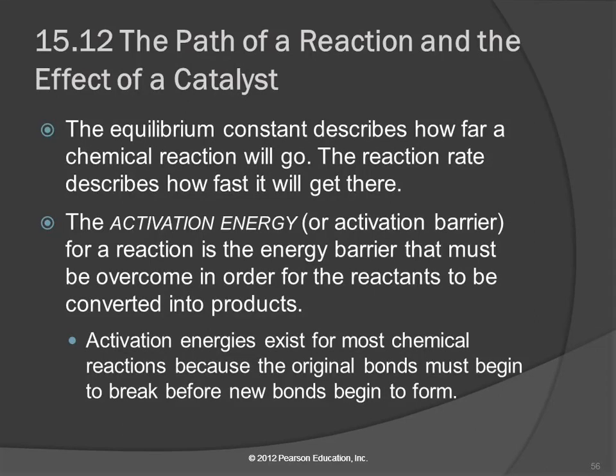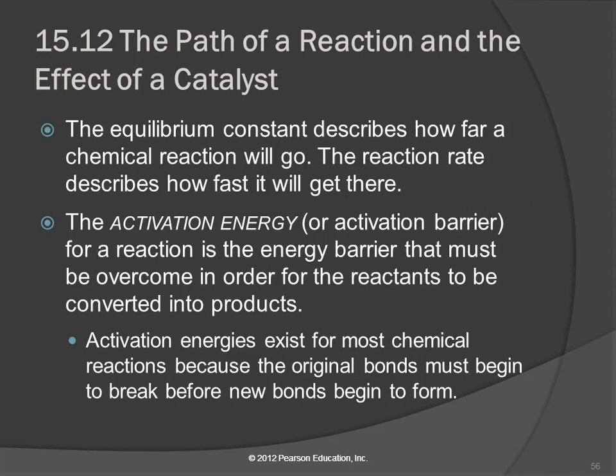Path of a reaction and the effect of a catalyst. So the equilibrium constant is helpful. It tells us whether the products or the reactants are favored. It tells us the extent of a reaction. It doesn't tell us how fast it gets there.